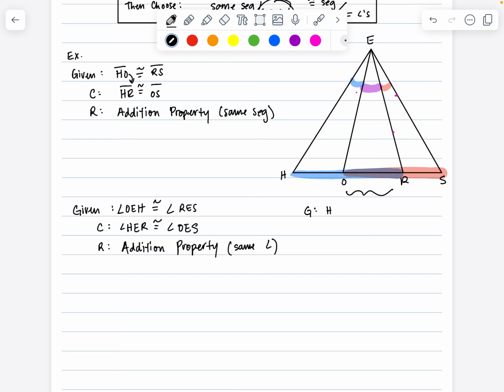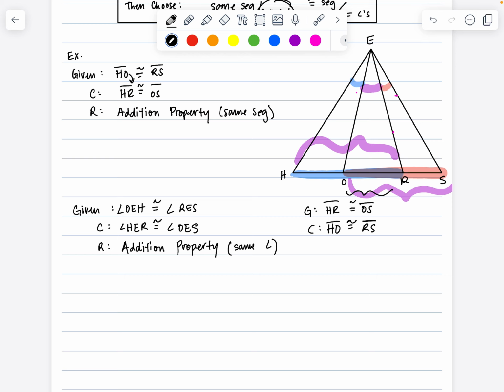Given, so right underneath this, HR is going to be congruent to OS. Notice that this is the converse of the statement. And notice we are going from something larger in both cases. We have an overlapping piece, OR. So what if we cut that out? We're left with HO. Okay? Then we could conclude HO is going to be congruent to, once you cut out OR, you're left with RS. So RS.